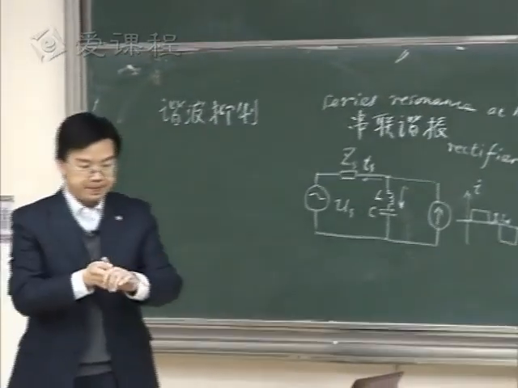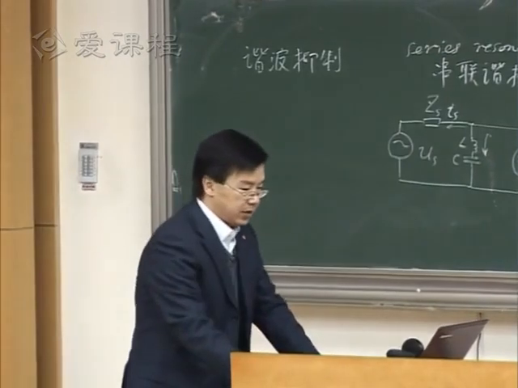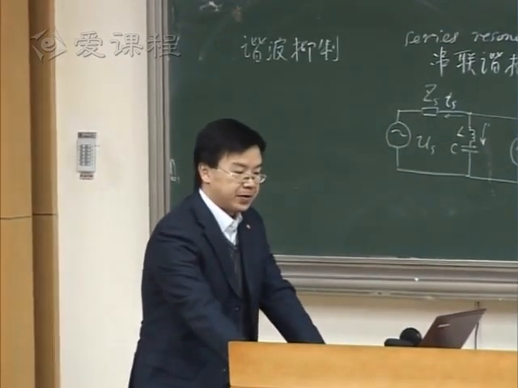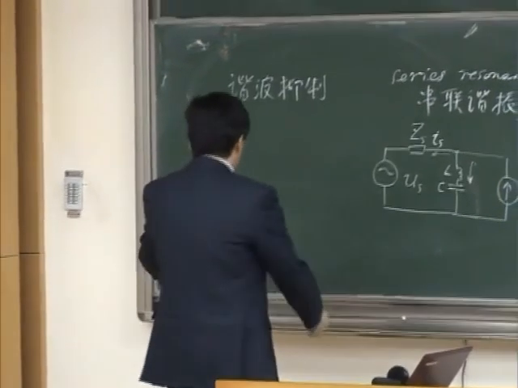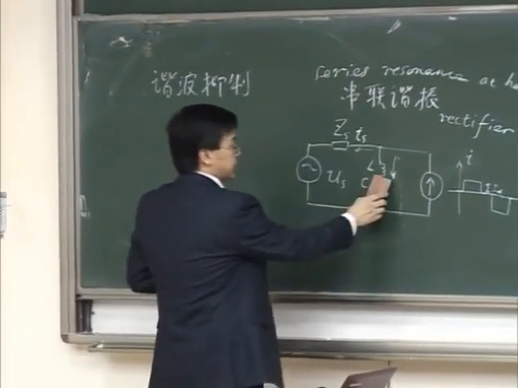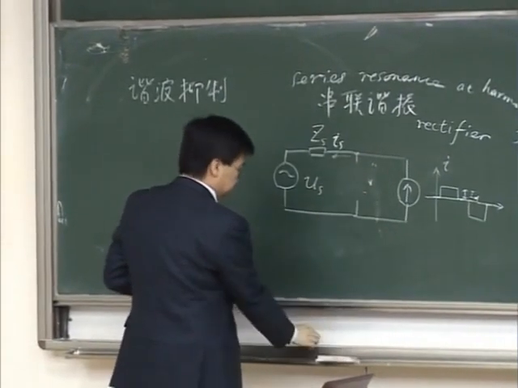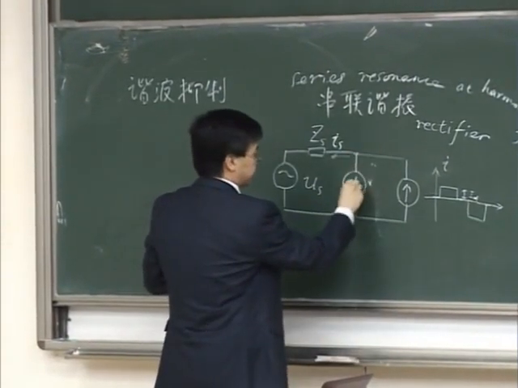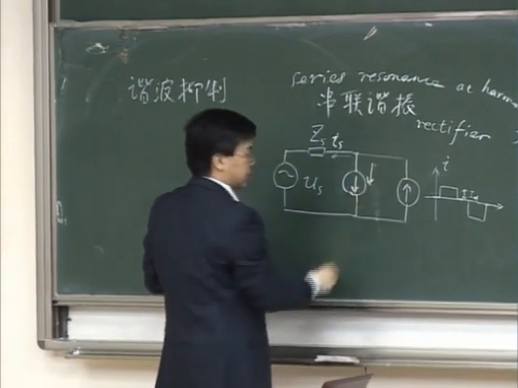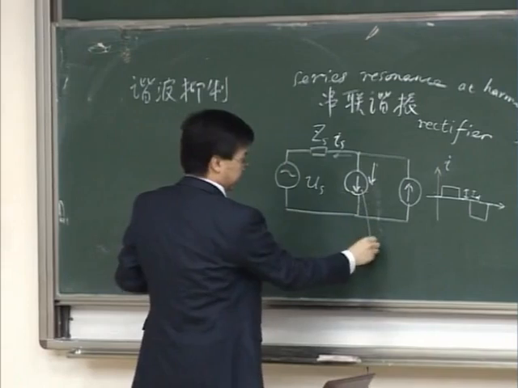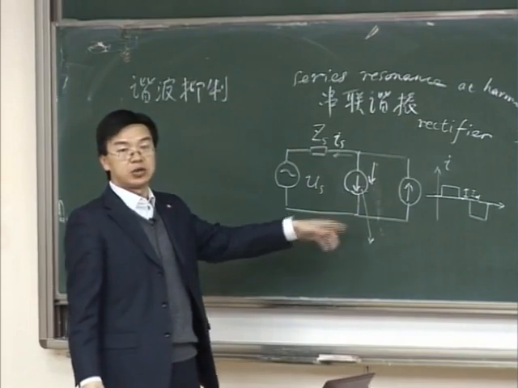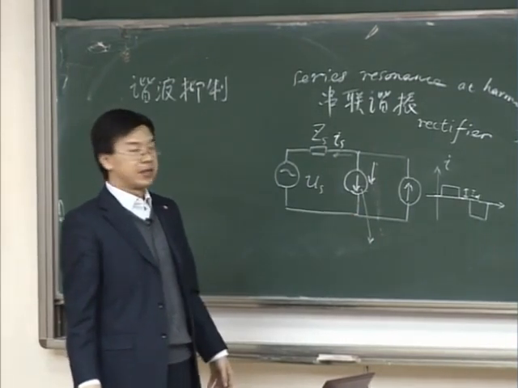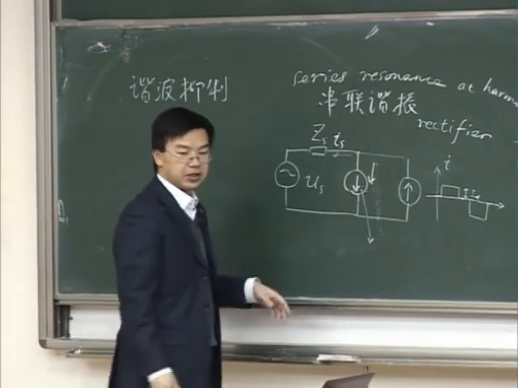Now I want to use a more active solution. I'm still connecting a filter between the source and the load in parallel, okay, still in parallel. But the difference is that I now change this LC filter into a controlled current source. This is realized by a power converter. I can control a power converter like a controlled current source. And I control this current source in this way.